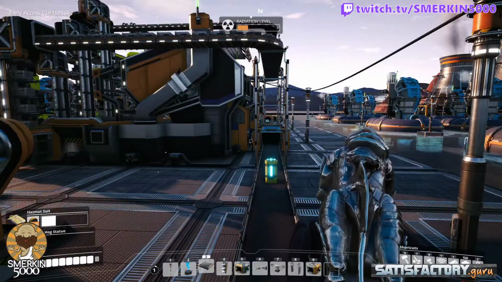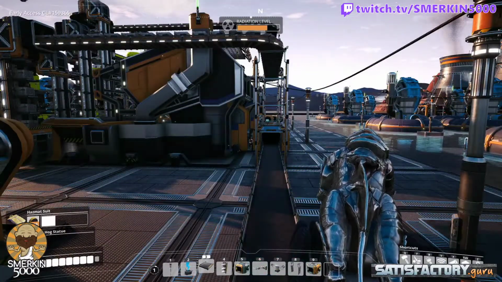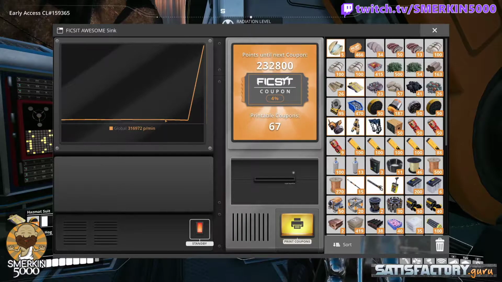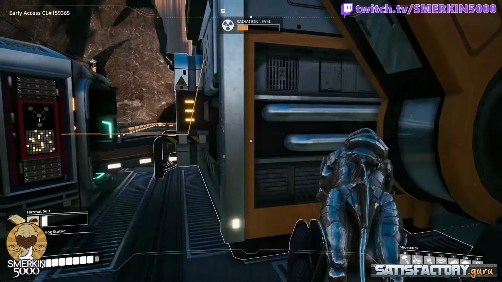Here we go, folks, look! Our first plutonium fuel rod coming through. There it is, look at that. We definitely knew it got sunk then. We went from almost, where are we? We went from 9,672 per minute to 316,972 per minute. It's done. We have a minimal waste setup.